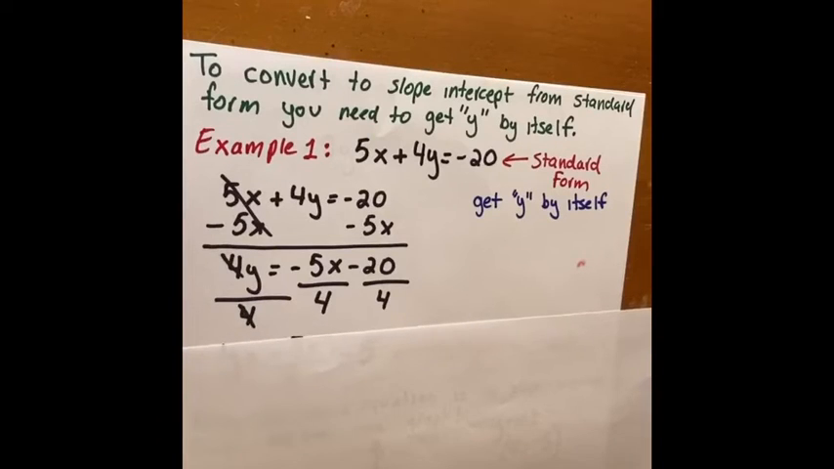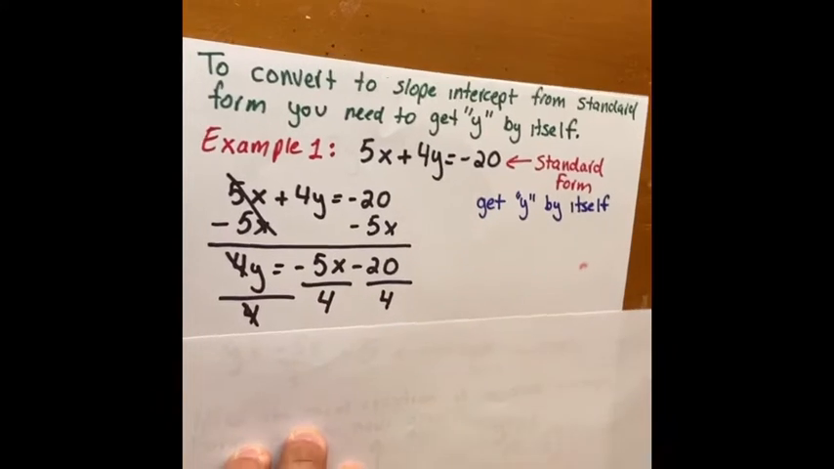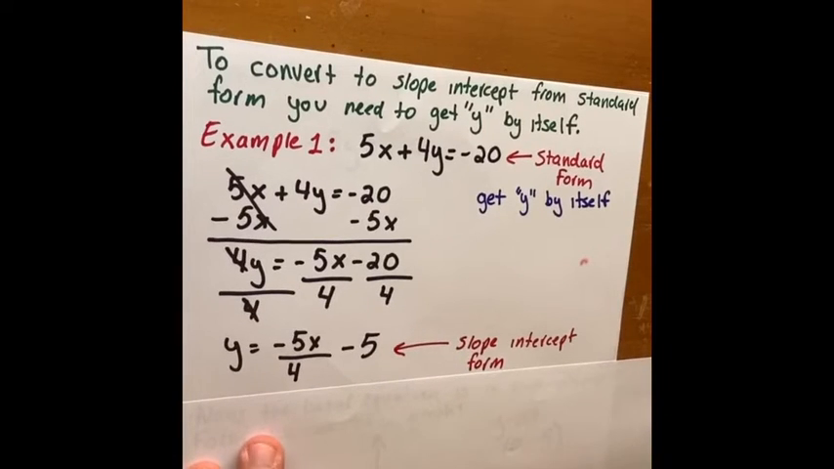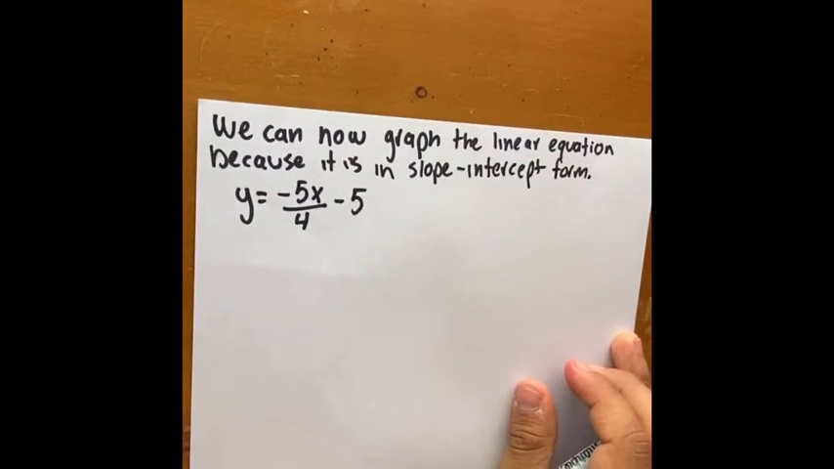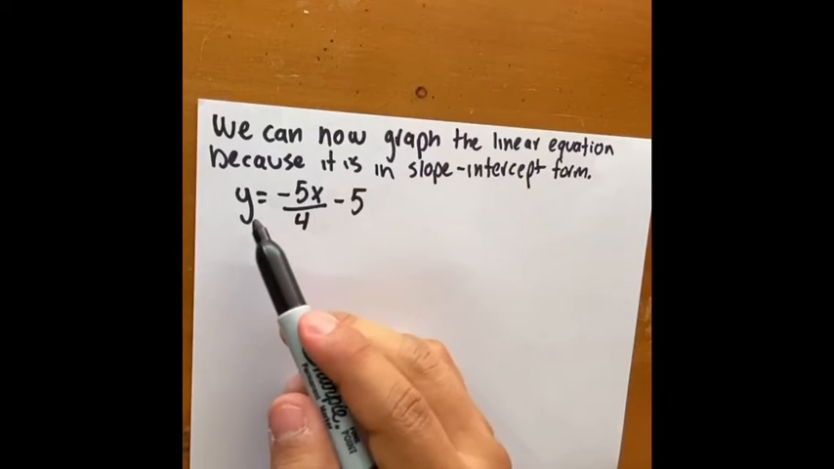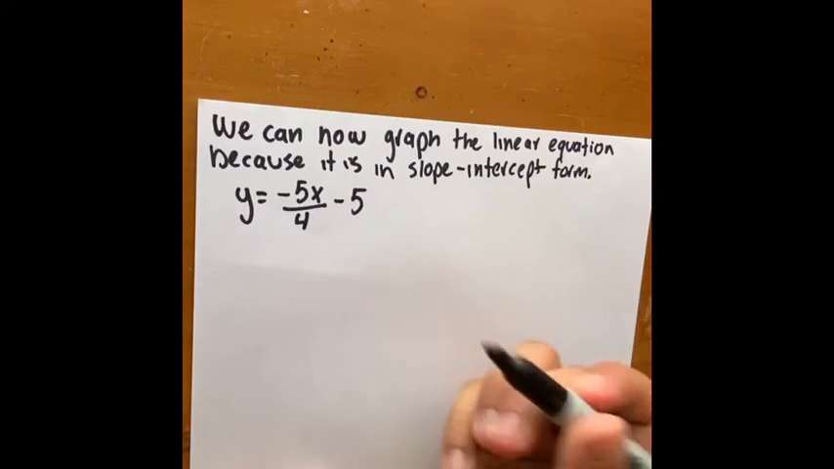After I divide each term by 4, the 4 on the left-hand side cancels out, and I'm left with y equals negative 5x over 4 minus 5. This equation is now in slope-intercept form because the y value is by itself. We can now graph the linear equation because it is in slope-intercept form. So I'm going to go ahead and graph the linear equation of y equals negative 5x over 4 minus 5.